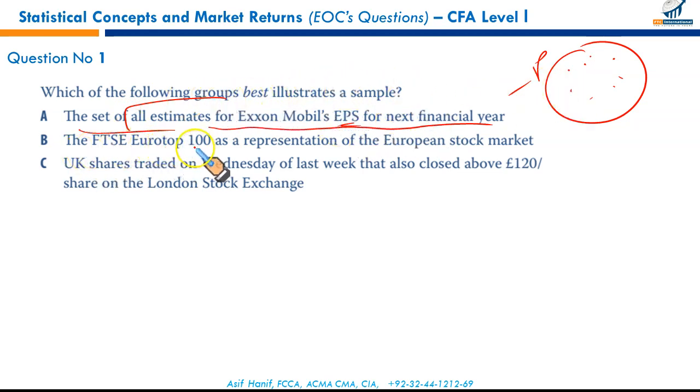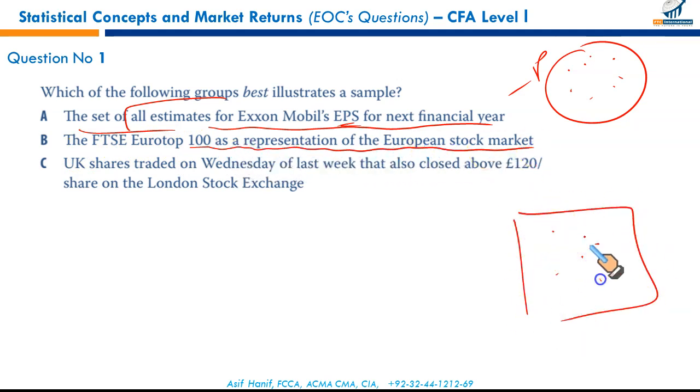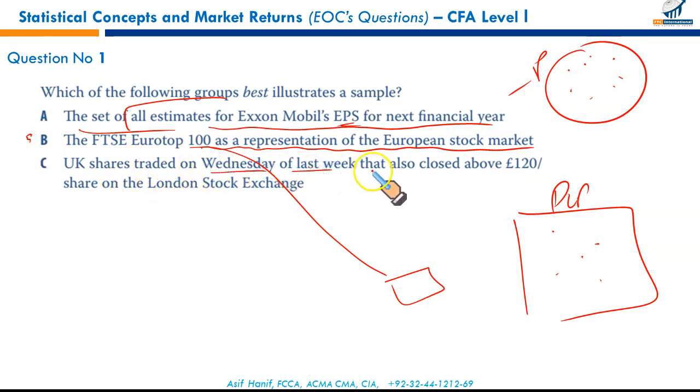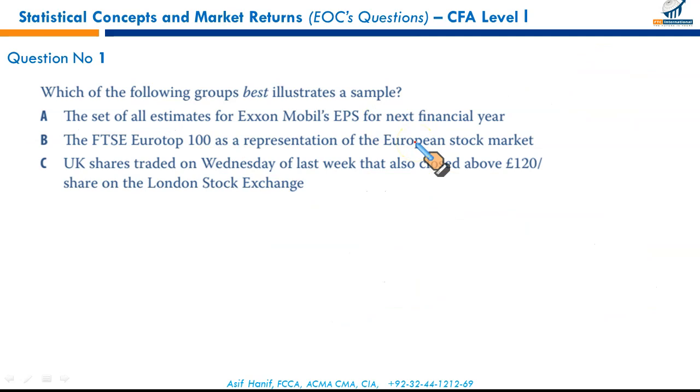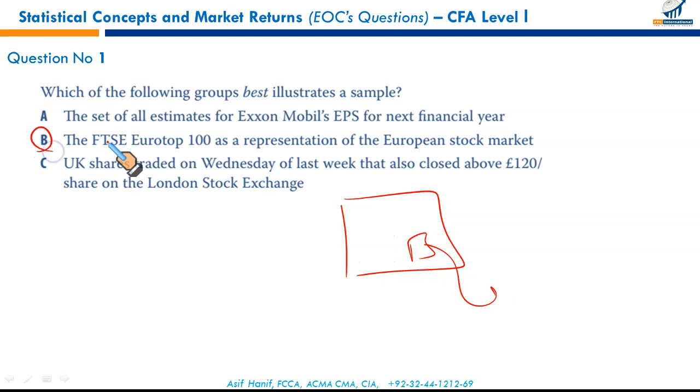The FTSE Euro Top 100 as a representative of the European stock market. The complete European stock market as a population is being represented by a few shares out of these. Yes, FTSE Euro Top 100, this is a sample for European stock market. So this is the correct option. Why not C? UK shares traded on Wednesday of the last week that also closed above 120 on the London Stock Exchange. So it's a collection of all those shares above 120. So it's a population, not a sample. When you select some part of the population, a subset of the population, that is sample. So that makes B the correct option.